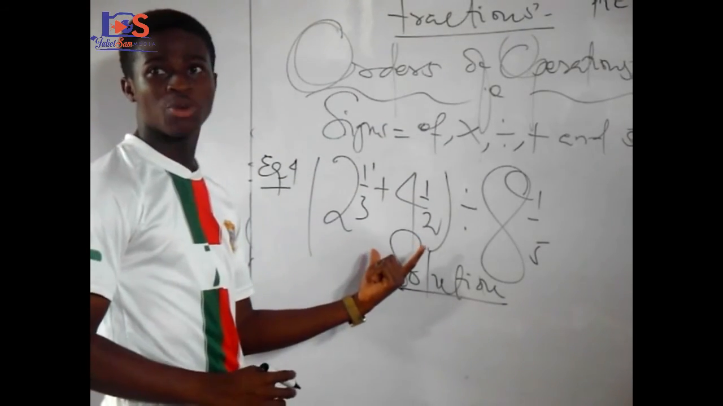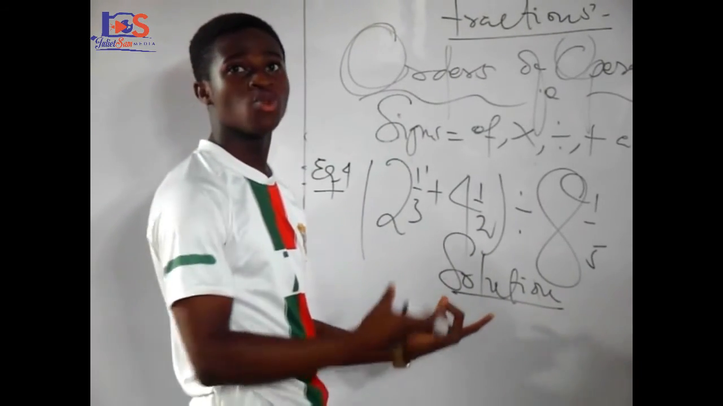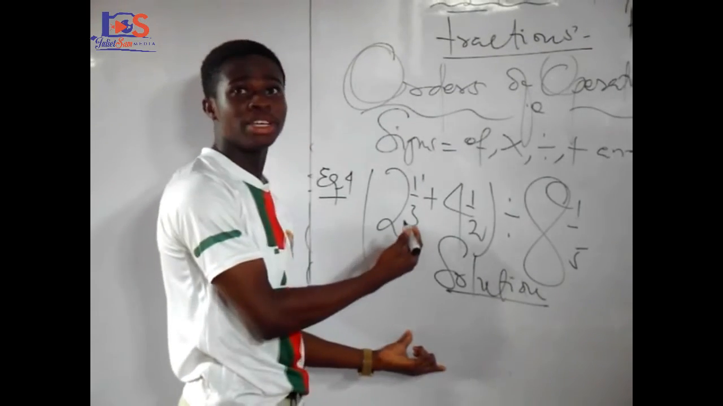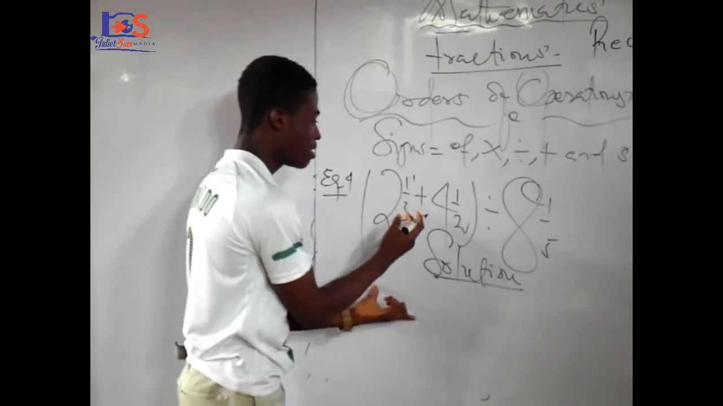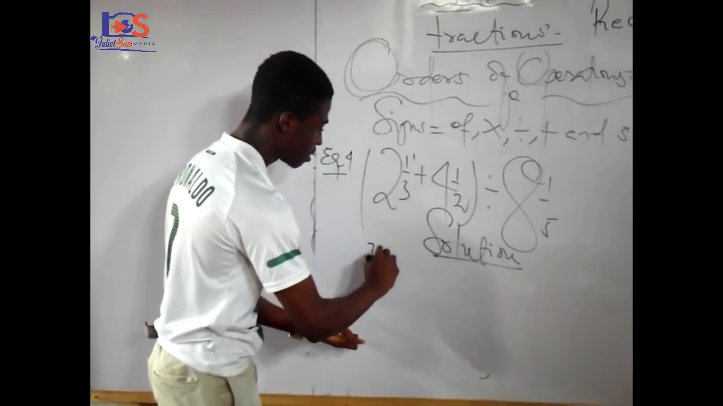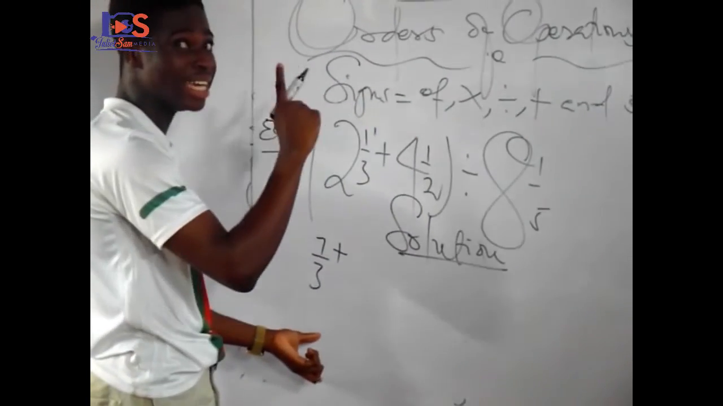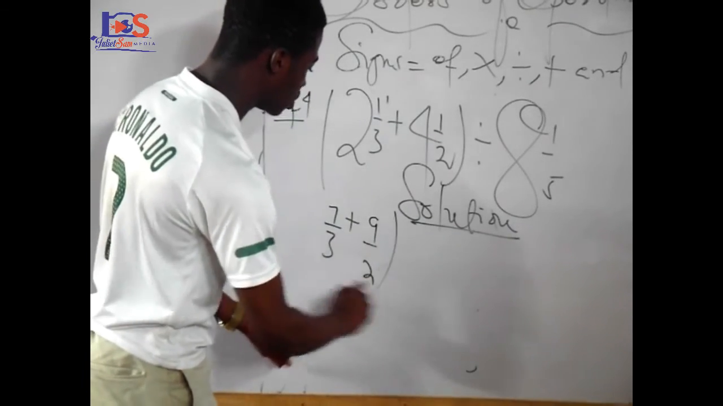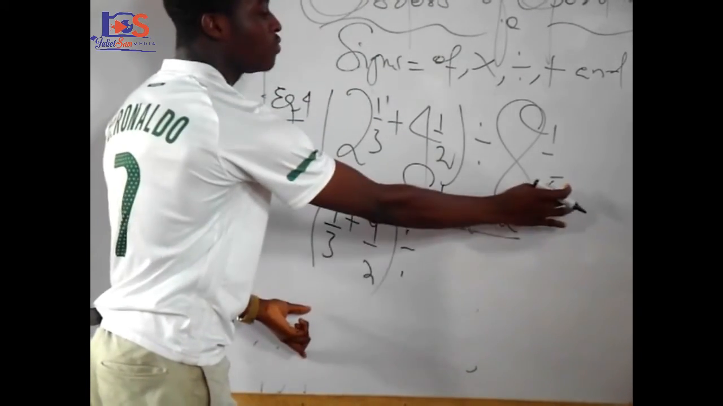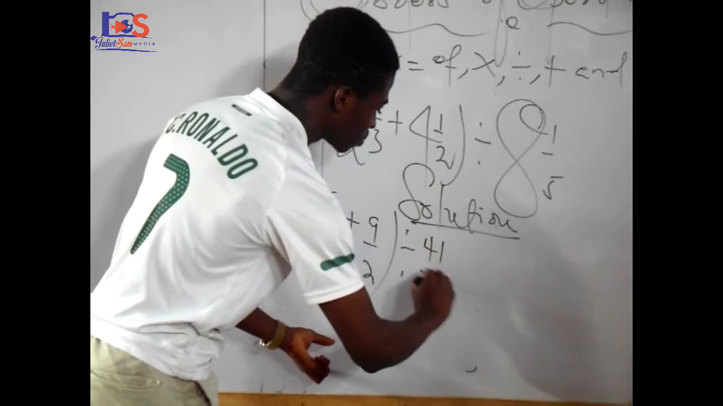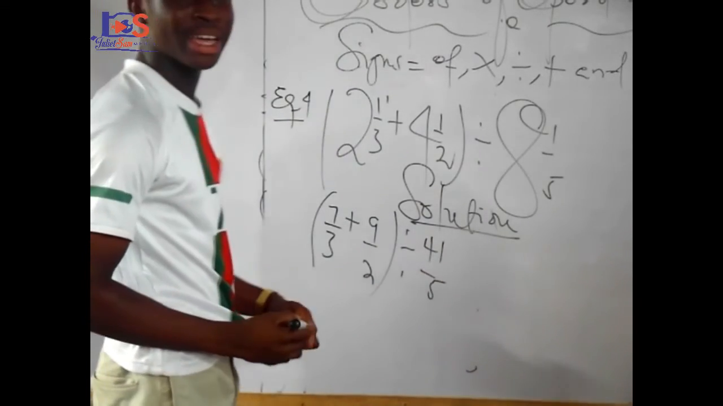We have a bracket in the question, so we do what? We deal with the bracket first. How do you deal with the bracket? By changing the mixed fraction into improper. 3 multiplied by 2 is 6, plus 1 is 7. We have 7 over 3, plus 2 multiplied by 4 is 8. 8 plus 1 is what? 9. 9 over 2. You still have the bracket divided by 5 times 8 is 40, plus 1, which is 41 over 5. Let's deal with the bracket.